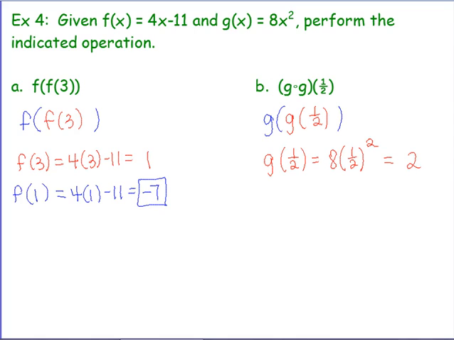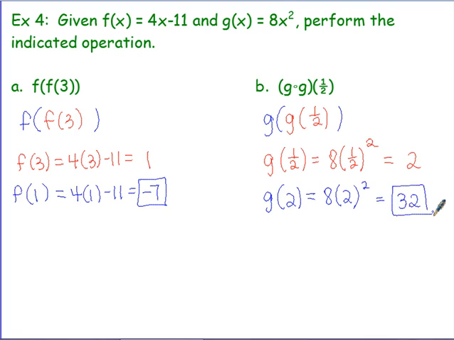Then we're going to switch to blue. We're sticking with g though. G of 2. We're going to put 2 in the g equation. So 2 is going to go right there. 8 parentheses 2 squared. Type it in your calculator. Hopefully you got a correct answer of 32.